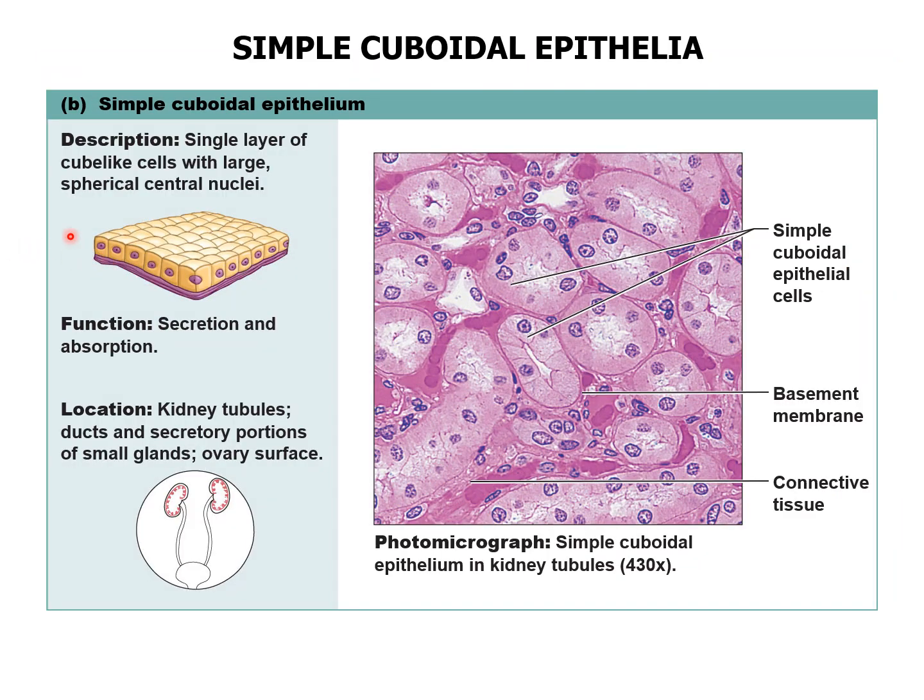Simple cuboidal is a single row of box-like cells, and we see that making up these tiny tubes in our kidneys. We call these kidney tubules. There's the location. In our kidneys, we produce urine, so we need to have a lot of secretion and absorption in and out of these tubules in order to filter the blood and produce the urine. So there's your function, secretion and absorption.